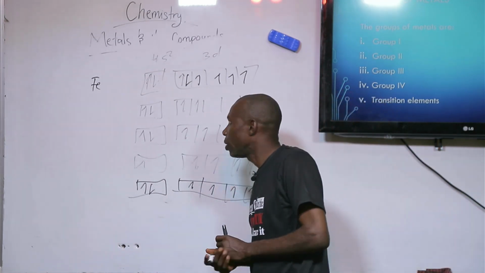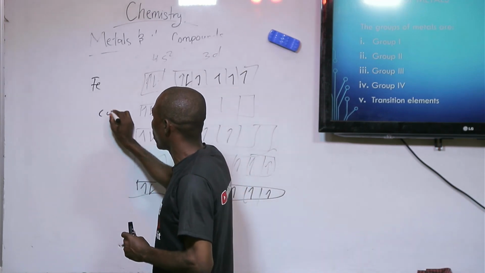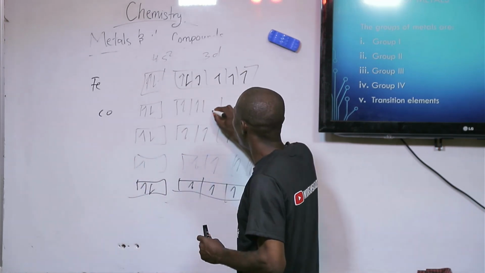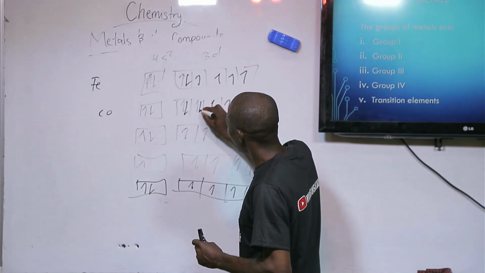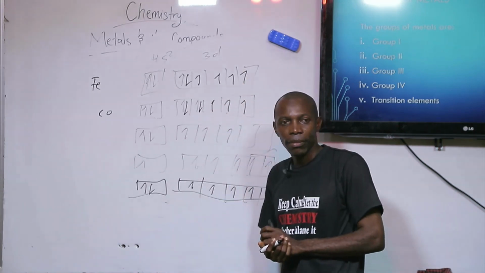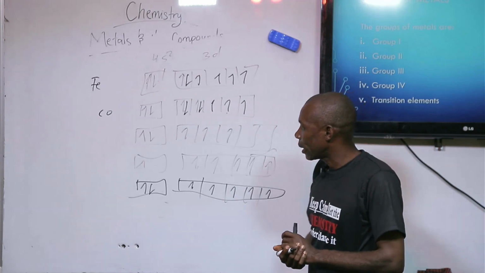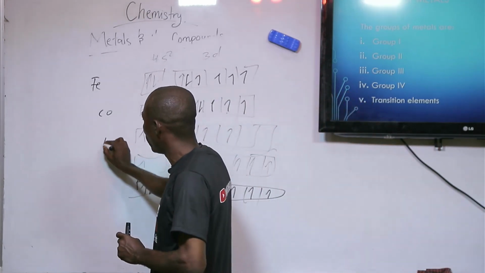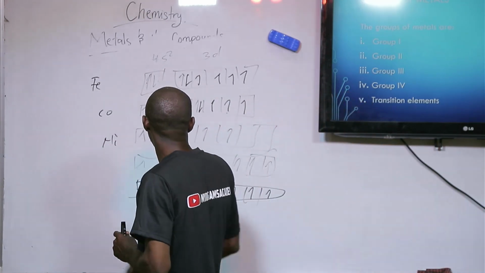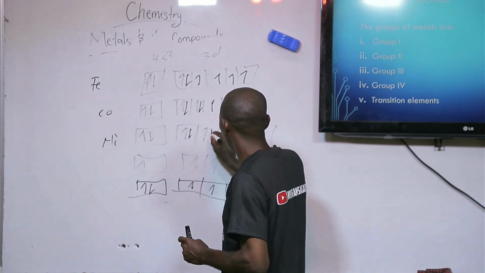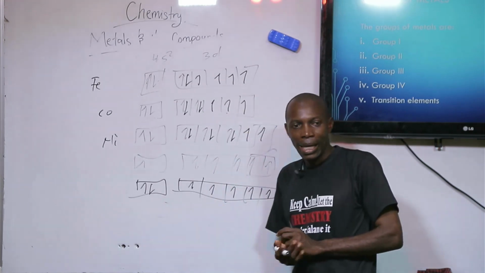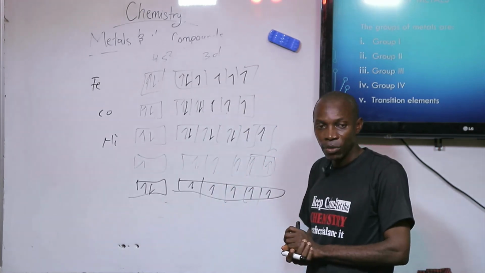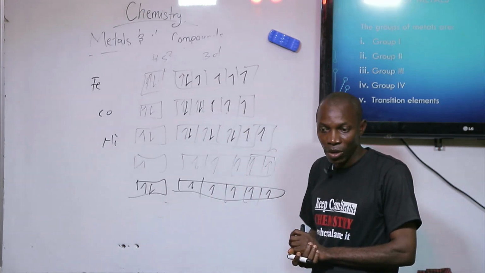Similarly, cobalt, we have 4s2, 3d7. Nickel, we have 4s2, 3d8. And a similar thing that happens with chromium will also happen with copper.